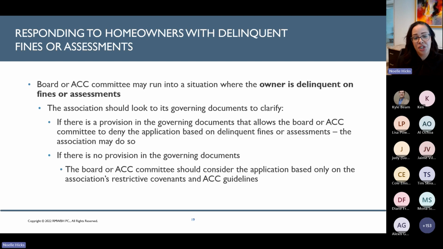But if there is no provision in the governing documents, then our recommendation is to have the ACC or the board just review the application based only on the restrictive covenants in the ACC guidelines, and not make any decisions based on the fact that the homeowner is delinquent on their homeowner account, right? So we just need to be cognizant of that. We get this question a whole lot, and it's important to know that if the association does have that authority, then it can exercise that authority, and if not, then it can't.